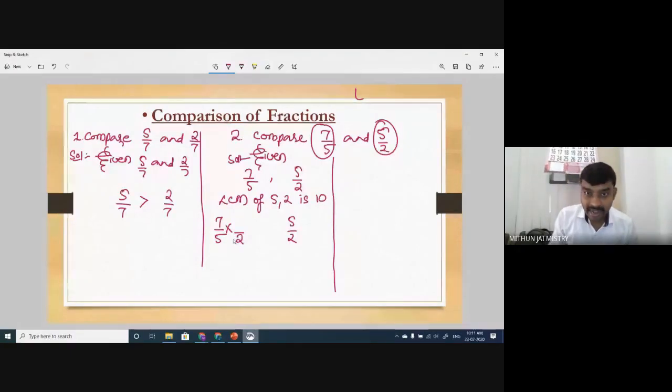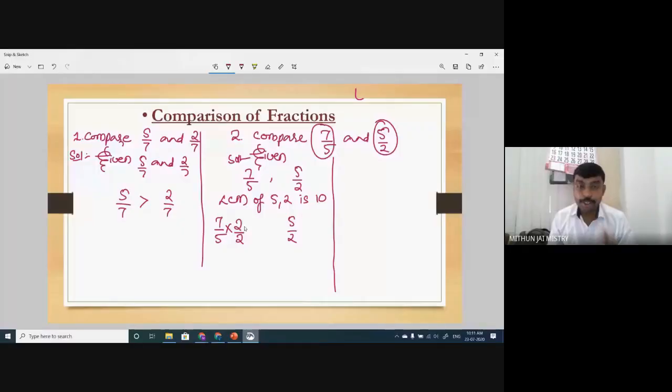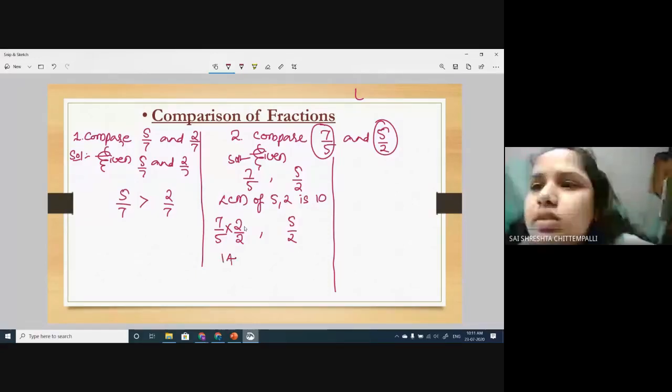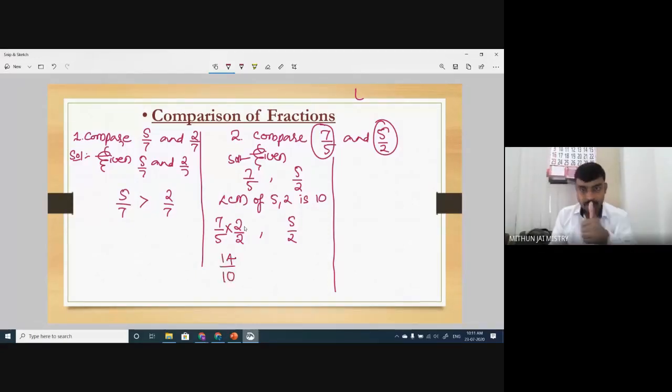Why? So that the value of 7 by 5 doesn't change. Only its form will change. We will get an equivalent fraction of 7 by 5, right? So what is 7 2s? 7 2s are 14. And what is 5 2s? 5 2s are 10. So 7 into 2 is 14, and 5 into 2 is 10.